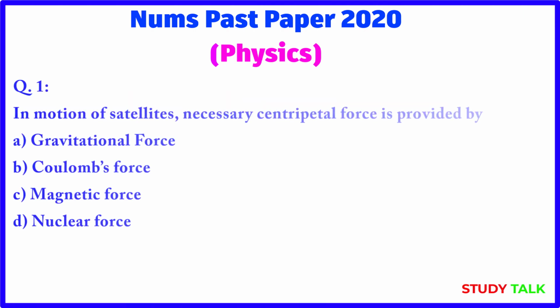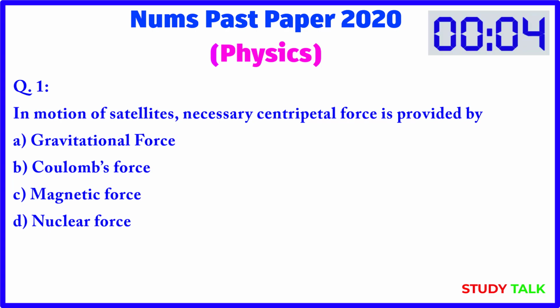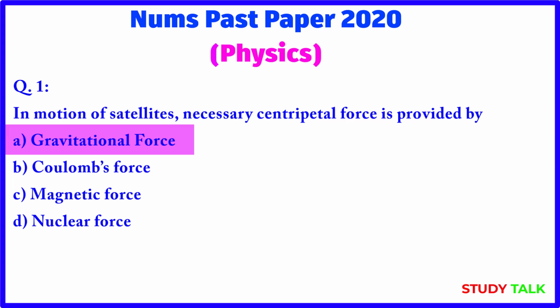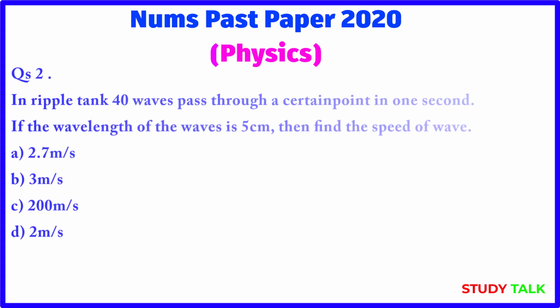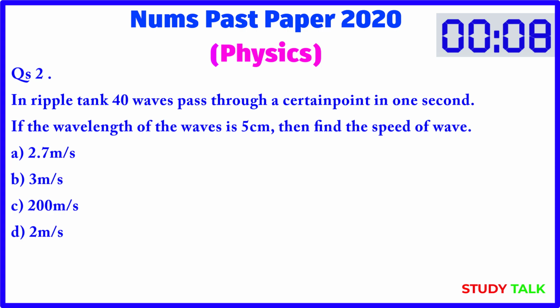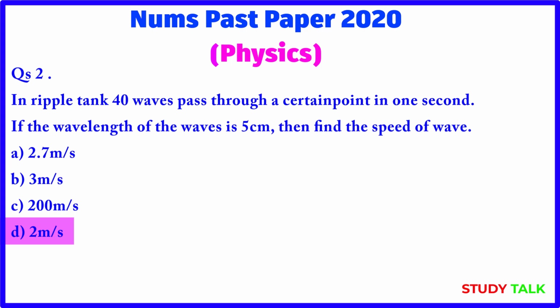In motion of satellites, necessary centripetal force is provided by gravitational force. In ripple tank, 40 waves pass through a certain point in 1 second. If the wavelength of the waves is 5 cm, then find the speed of the wave. (2 meters per second).